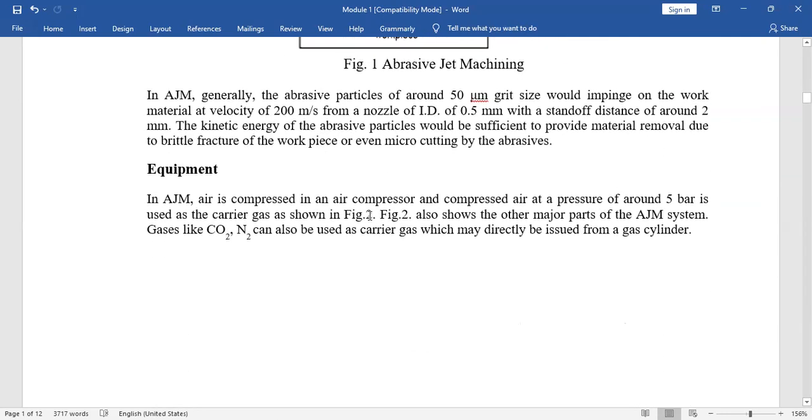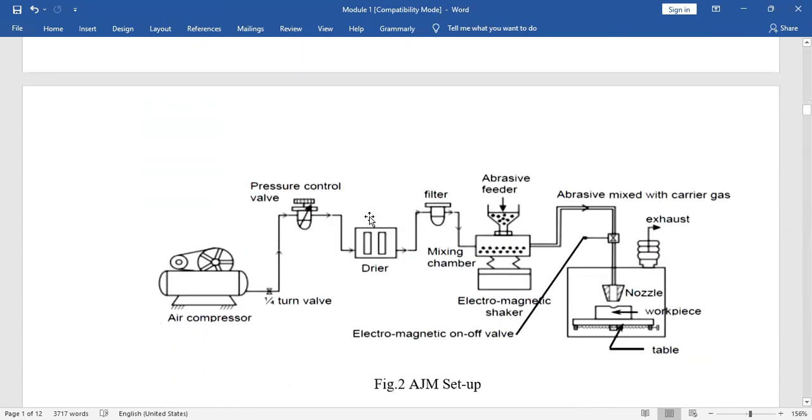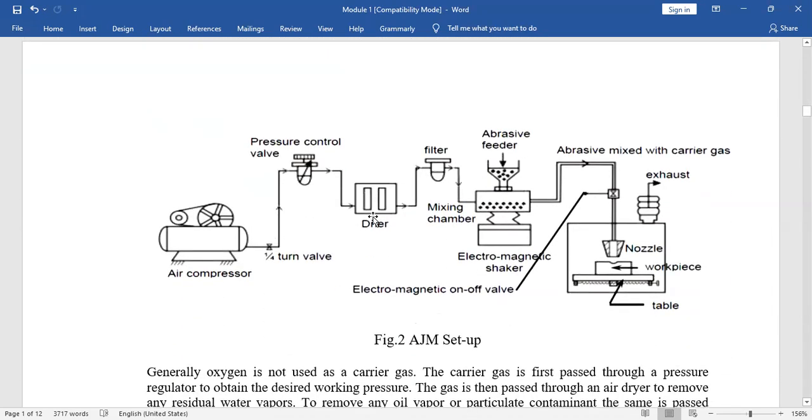Now the total equipment. This is the total abrasive jet machining setup. First you can see the air compressor, which is the most important part, because the abrasive particles will be mixed in the compressed air. This is the air compressor. This is the turn valve. This is the pressure control valve, dryer, then filter. Then this is the mixing chamber.